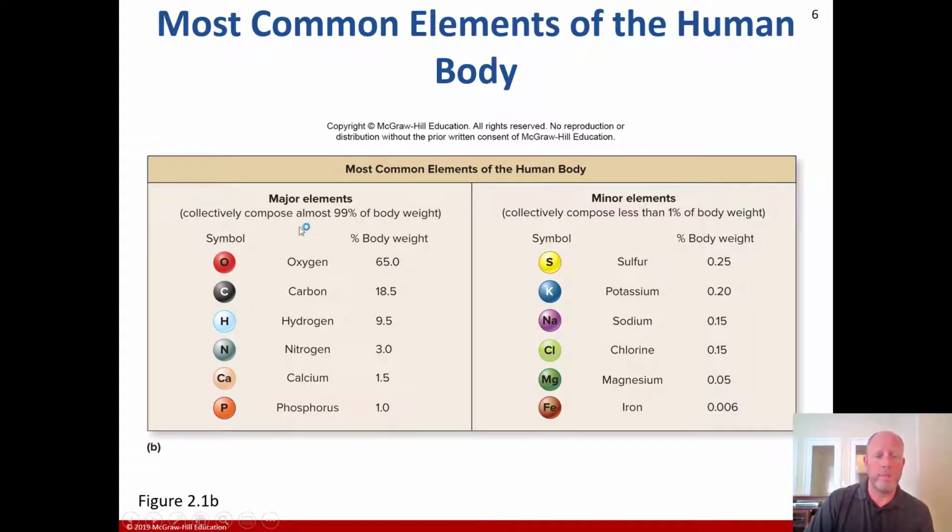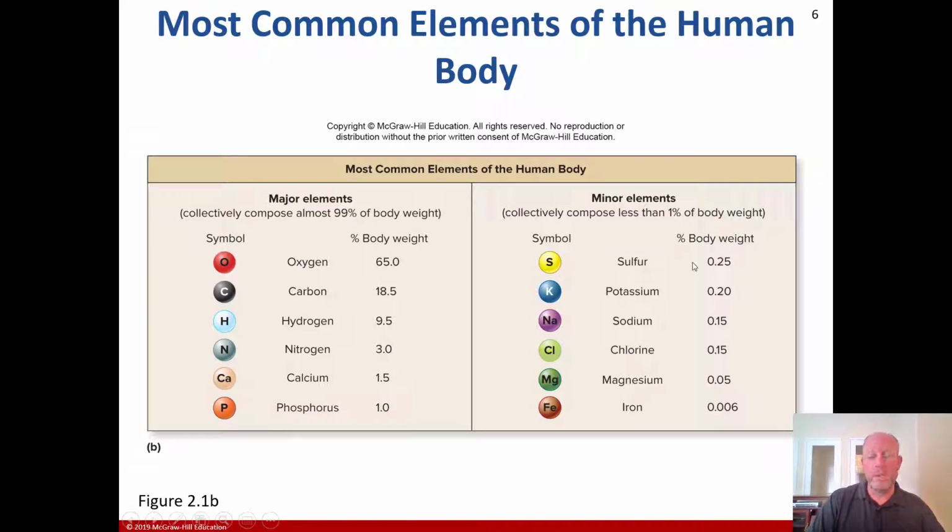And of the major elements, there are essentially 6 major elements that are 99% of your body weight. Okay, oxygen is the greatest percentage of your body weight in terms of the elements, 65%. Carbon is 18.5, hydrogen 9.5, nitrogen 3%, calcium 1.5, and phosphorus is 1.